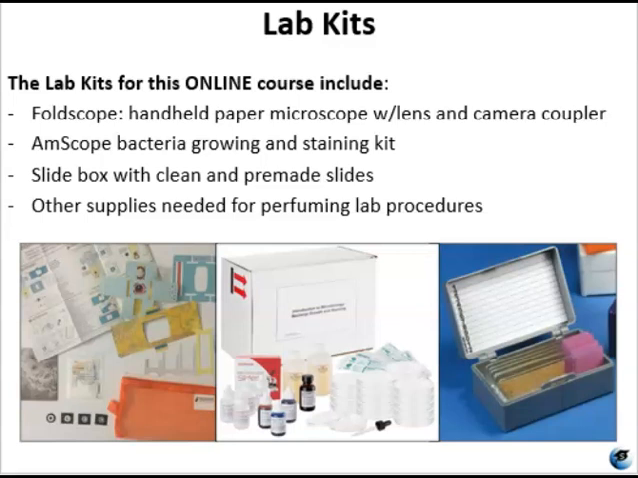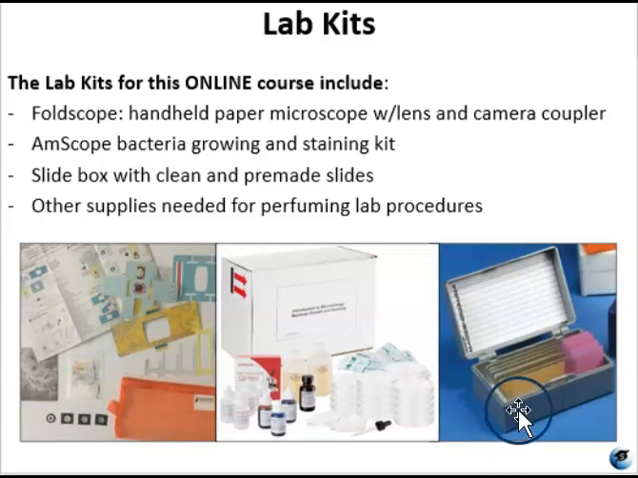The lab kits are going to include a Foldscope, which is a neat little, very inexpensive handheld microscope. It's made out of like cardboard and paper, and it comes with a magnifying lens, and it couples to your cell phone camera. Very practical, very inexpensive, and very useful. You're also going to have a kit from Amscope that has materials in it for growing bacteria, for pouring petri dishes, nutrient agar plates. It has dyes in it for staining bacteria. There are some sterile cotton swabs and dropper bottles and things like that.